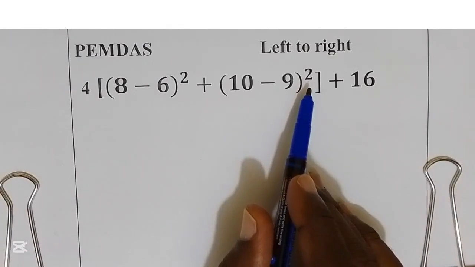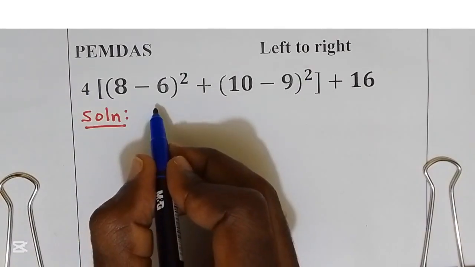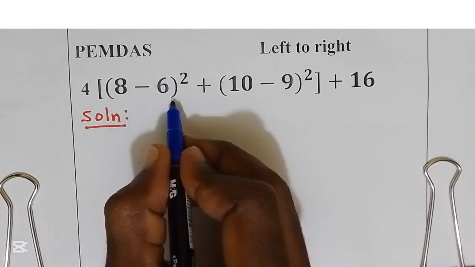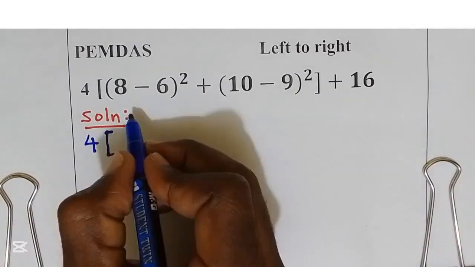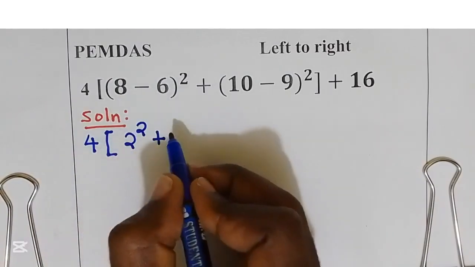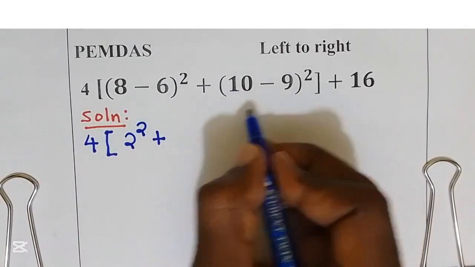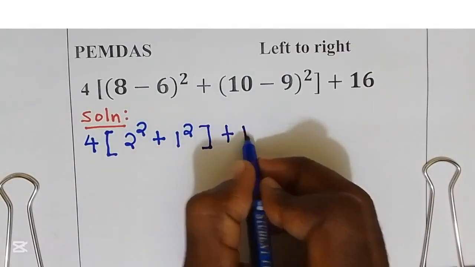First of all, we are going to work in the bracket. Inside the bracket, I'm going to work on these parentheses and these parentheses. 4 in the bracket, 8 minus 6 is 2 squared, plus 10 minus 9, we get 1 squared in the bracket, plus 16.